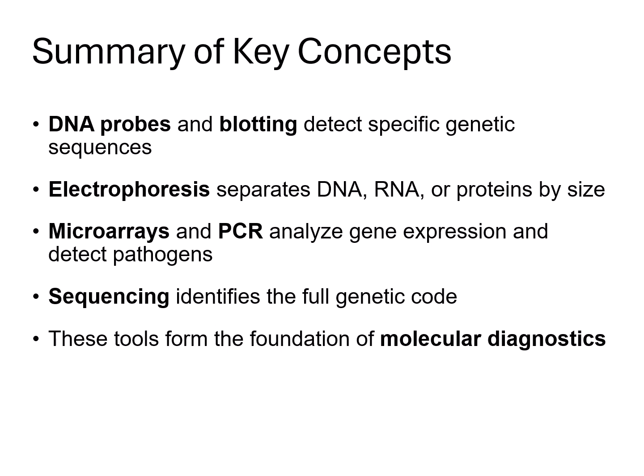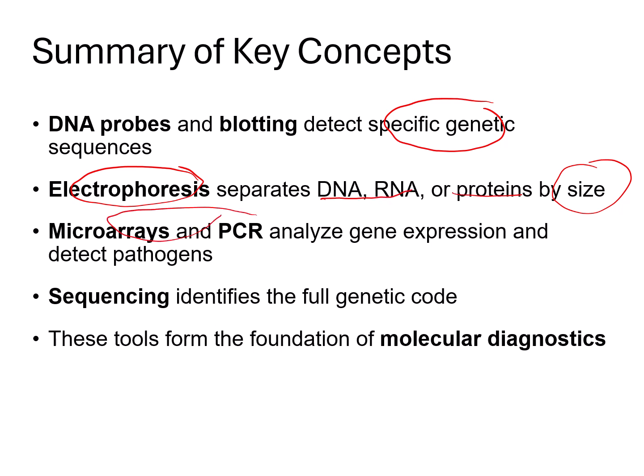We had DNA probes and blotting that can detect specific genetic sequences. We had electrophoresis that could separate molecules by size. We could separate DNA, RNA, or even proteins by size. Microarrays and PCR can look at differences in gene expression. PCR also helps us amplify DNA, and sequencing helps us read the full genetic code, the order of nucleotides. So altogether, these tools really power molecular diagnostics and the field of genetic engineering.